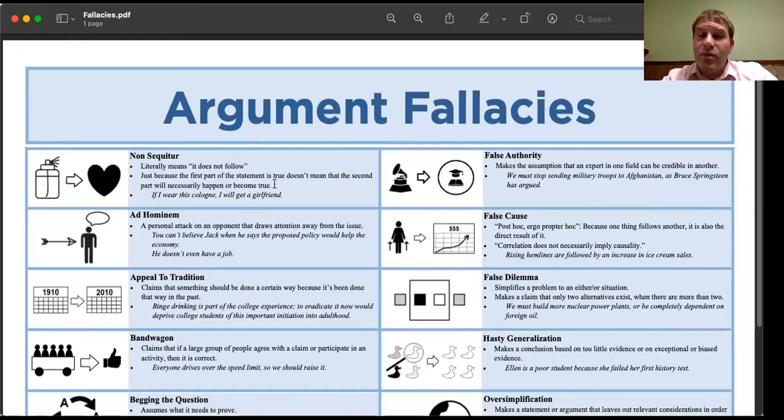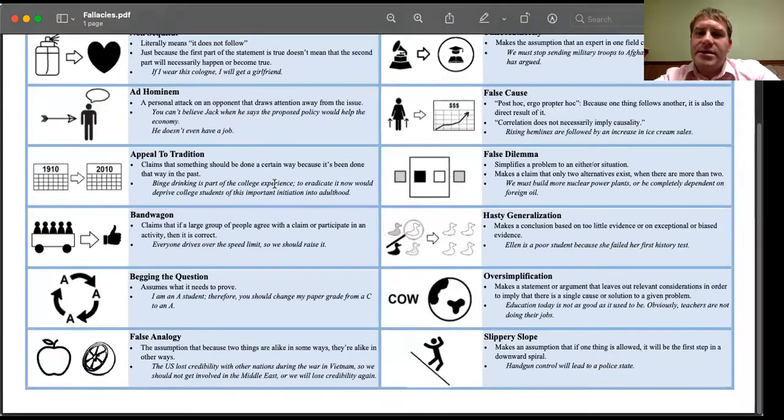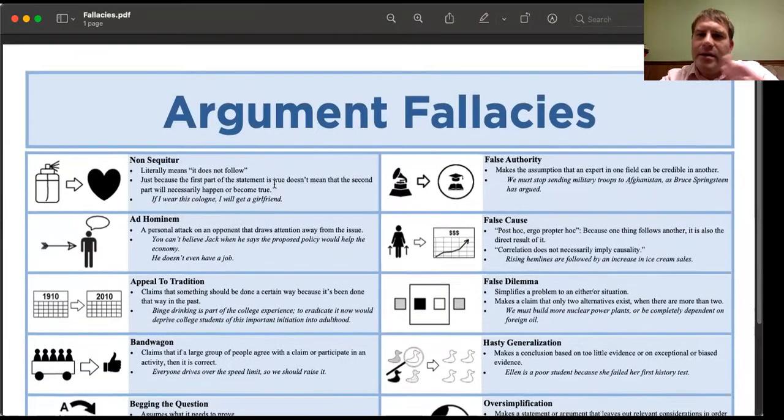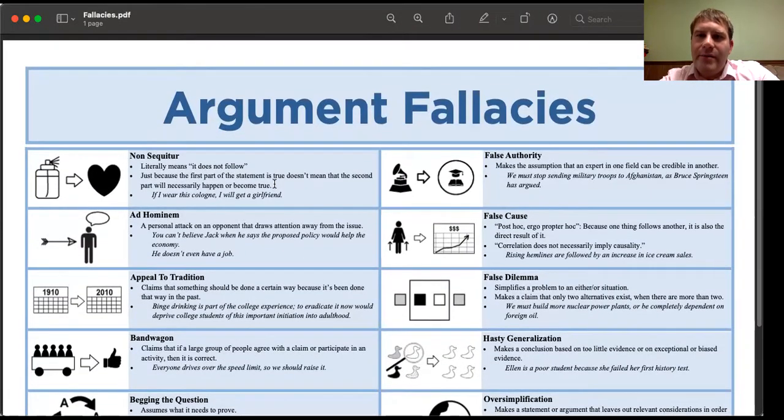So this is a list of 12 fallacies that exist in the world. There's more than just these 12, but these are 12 that are fairly common in today's society. So what I want you to do is pick 5 of these 12 fallacies, and come up with your own real world example of what these fallacies are.